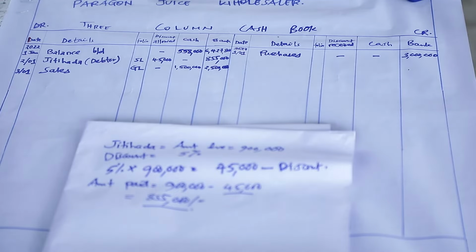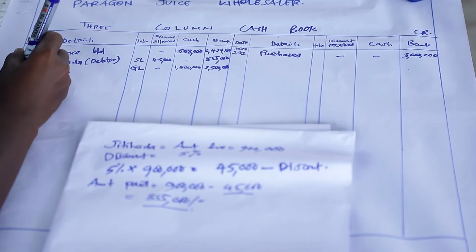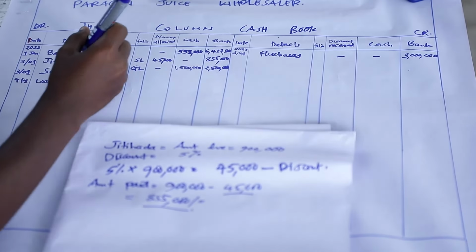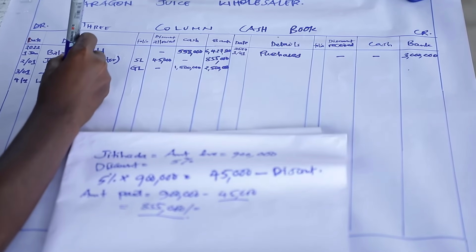Next is 4th January: received a loan from Pongezi by check. When you receive a loan it means we have increased our money, so we should debit the loan from Pongezi, because we have cash in. So on 4th January we debit the cash account, the loan from Pongezi.